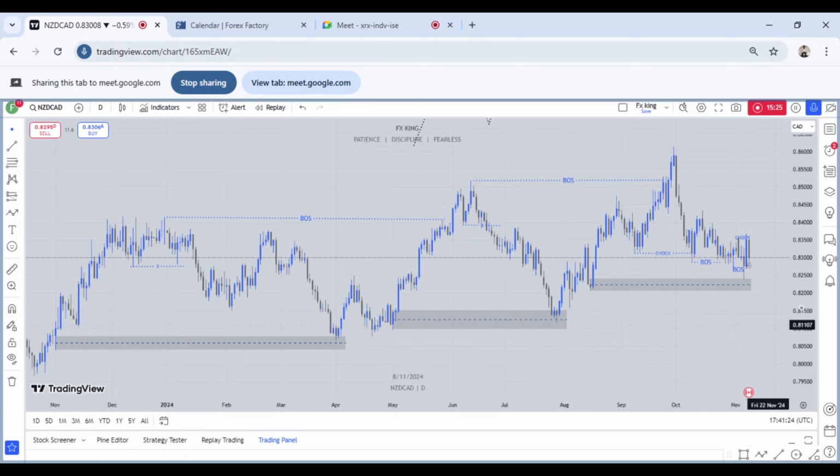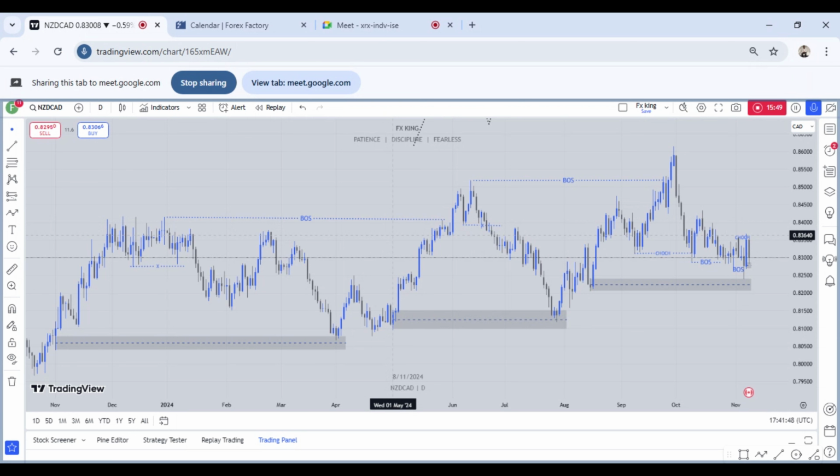The market has been going up, right? Like I told you, the market was going up here. Now, while this market was going up, we had a change of character somewhere around here. After this change, we have an inducement here. When this inducement was taken out and the market closed above this high, we had the break of structure. Now, that is our valid break of structure.